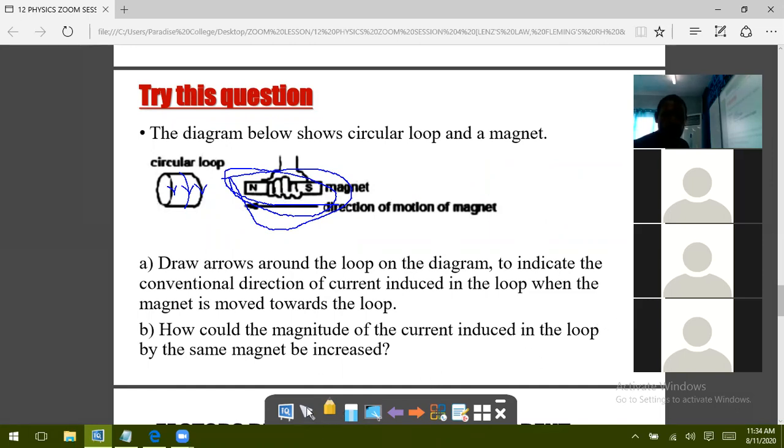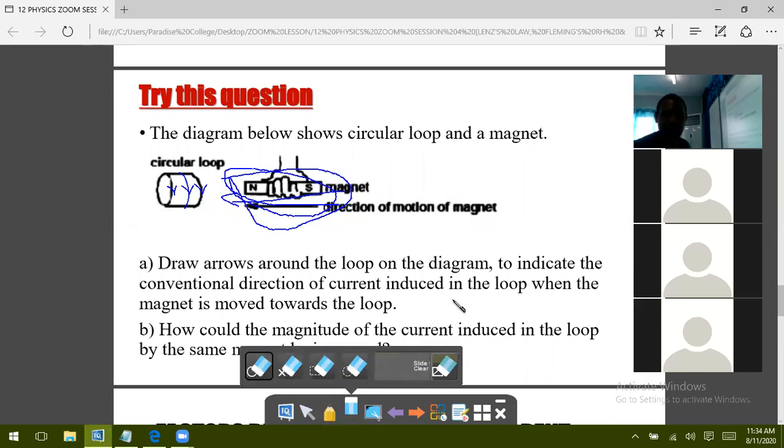Mister, you mean like bring it closer to the loop faster or something? Yes. Increasing the speed of the magnet, because when the magnet is brought this way in, it is done with some velocity. So that velocity needs to be increased.